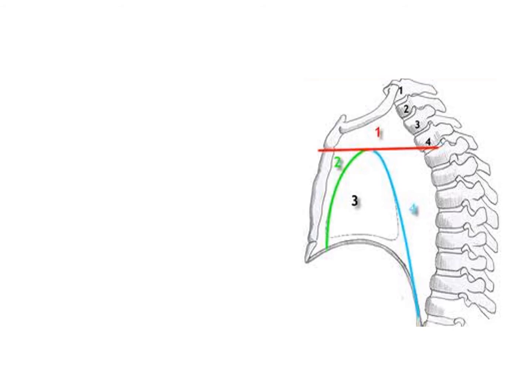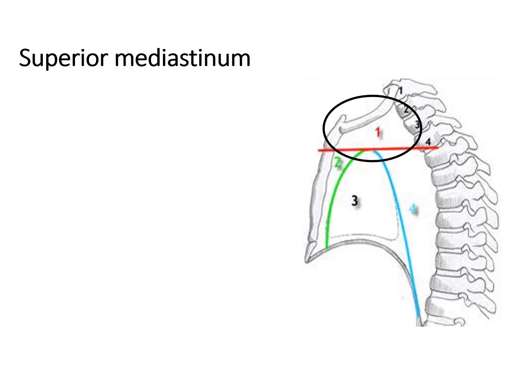So let's try to study the number 1 first, which is the superior mediastinum. Let's study the boundaries of the superior mediastinum. So where is superior mediastinum? That is number 1. So let's look at the boundaries of your superior mediastinum.